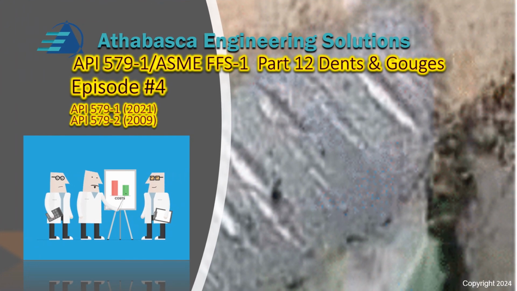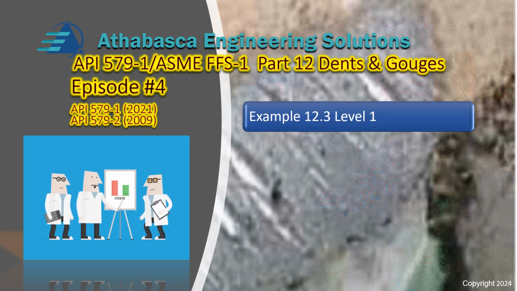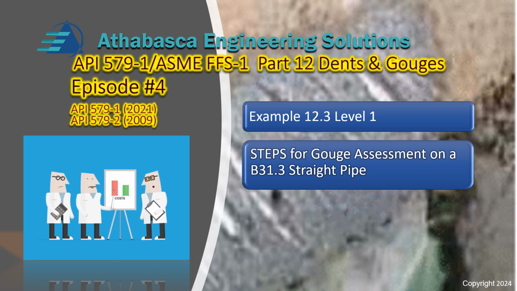Welcome back. We're going to continue our journey down part 12, dents and gouges. In particular, we're going to look at example 12.3, a level 1, the basic assessment, which originates from the API 579-2 manual, and we've updated it to the 2021 edition. We're going to go through all the basic steps for gouge assessment on a B31-3 straight pipe.